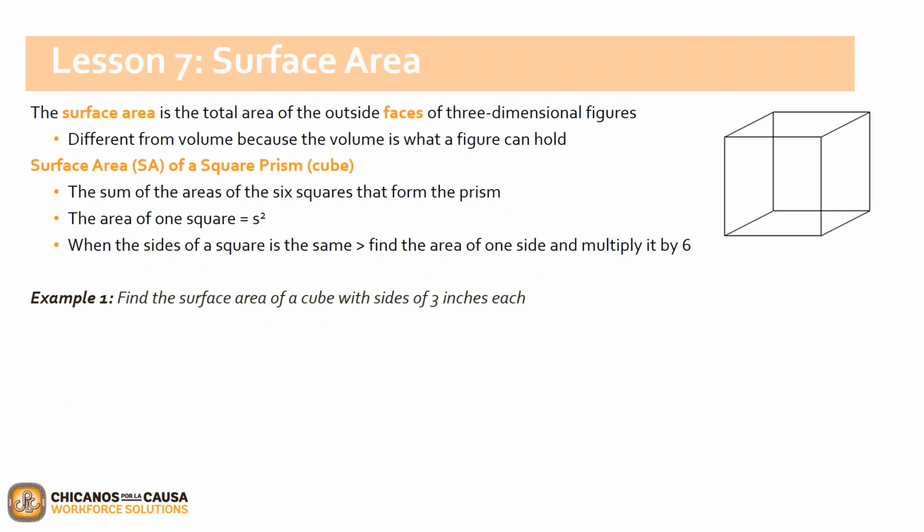The area of one square is side squared. When the sides of a square are the same, you find the area of one side and multiply it by 6, because essentially it's all of them together being added. Let's go ahead and look at example 1. Find the surface area of a cube with sides of 3 inches each. We already know that our formula to find the surface area of a cube is 6 times the side squared.